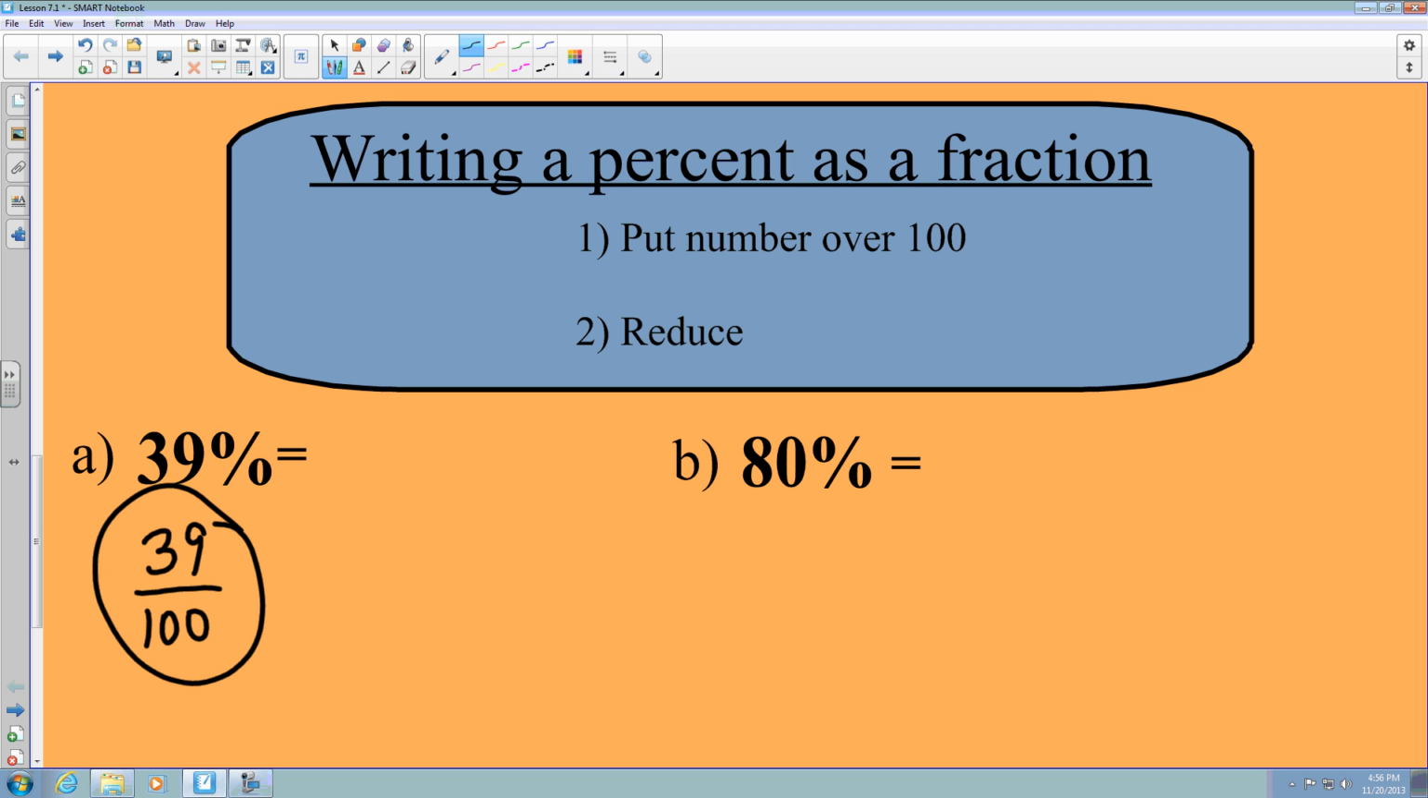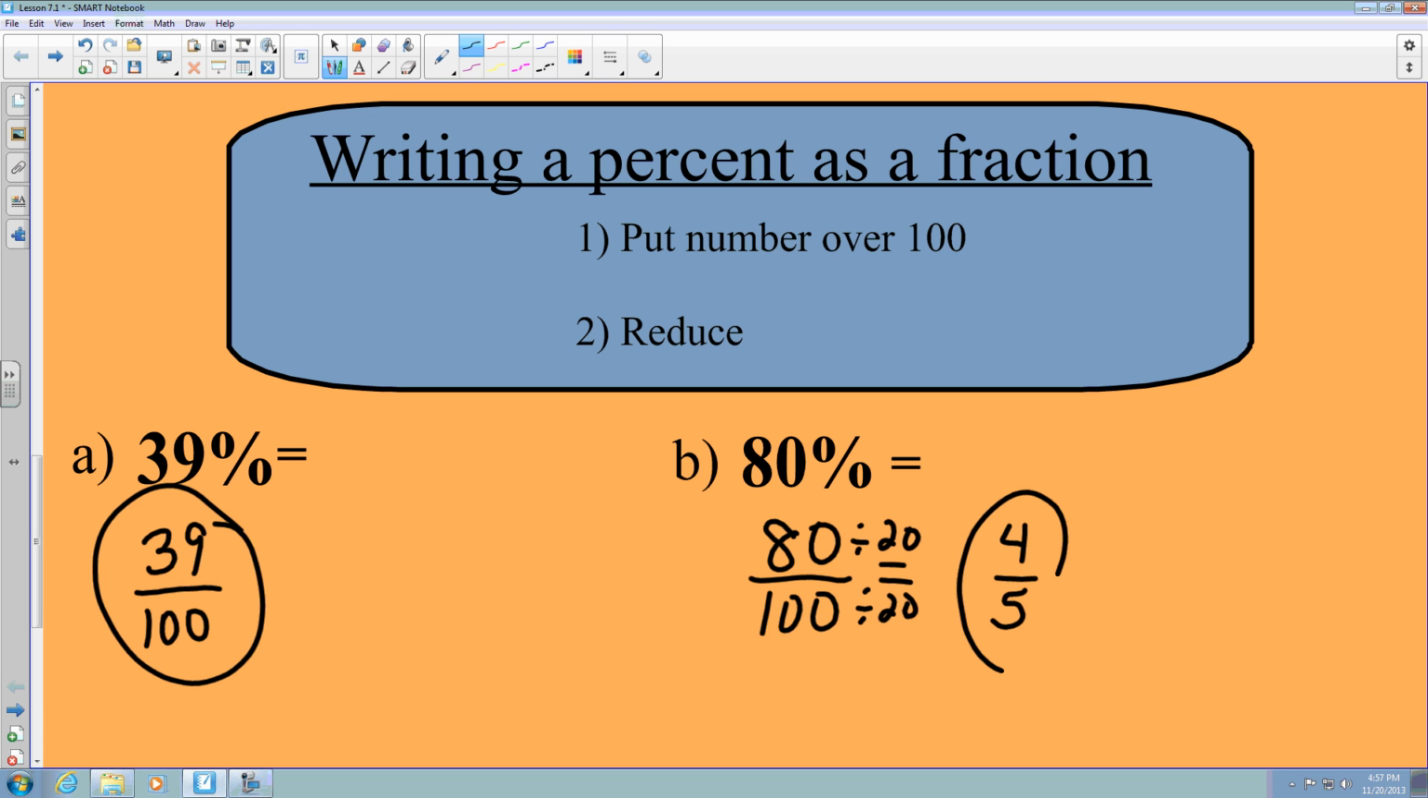For example B, I have 80%. And 80% written as a fraction over 100 is 80 over 100. Now, this is not in lowest terms, so I have to reduce this down. And I can divide both the top and the bottom by 20, which then reduces it to 4 over 5. Okay?